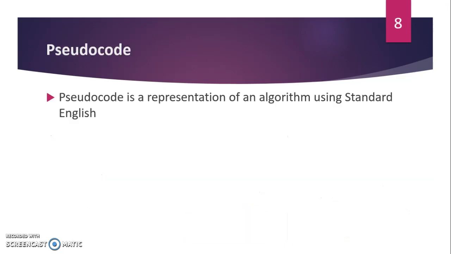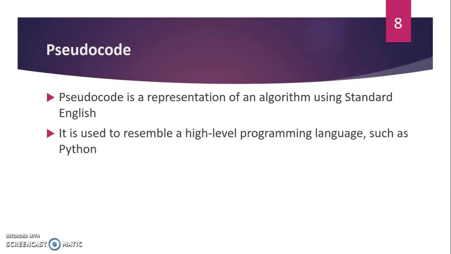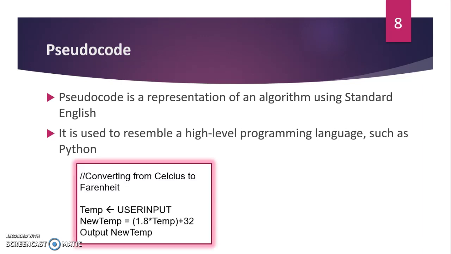Now looking at pseudocode, pseudocode is a representation of an algorithm using standard English. It's used to resemble a high-level programming language such as Python. So here we have an algorithm for converting from Celsius to Fahrenheit. So this first line of code here, we ask the user for a temperature. Now the temperature is in Celsius. Now our new temperature is calculated as being 1.8 multiplied by our temperature and then adding 32. We then output our new temperature as our answer.